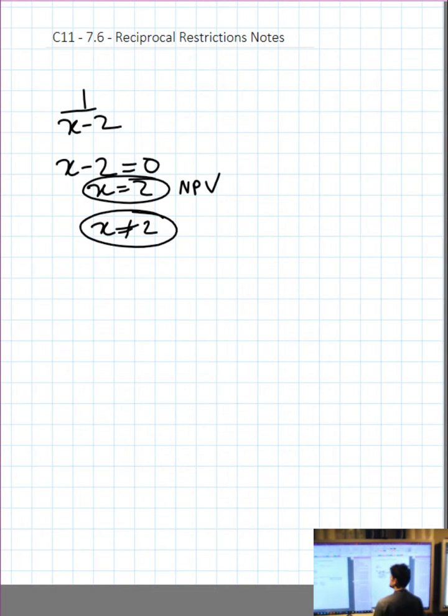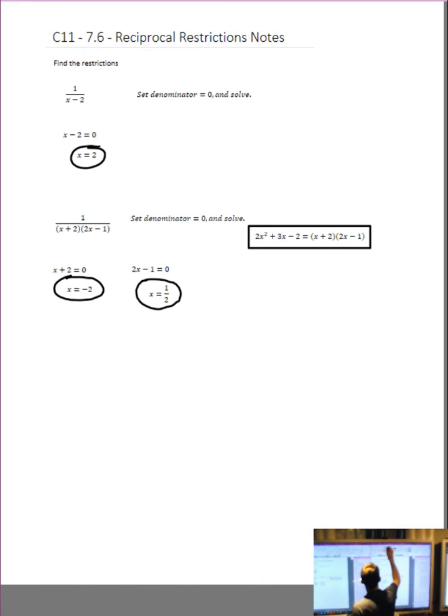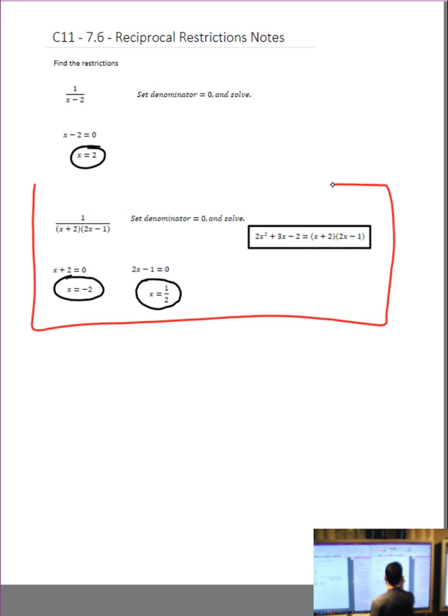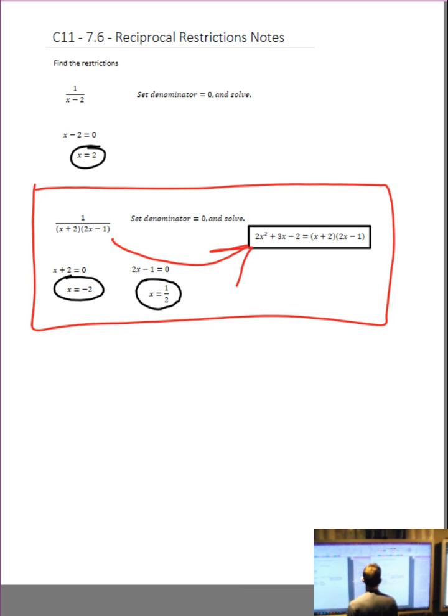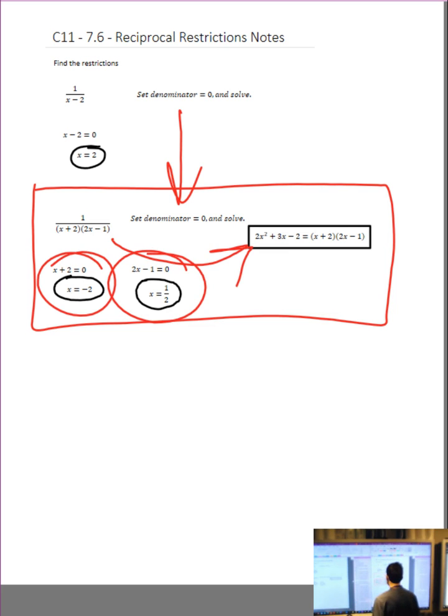And then in the example directly below in the notes that you are hopefully printing out and looking at, well, if we just have something on the bottom that's in factored form, or we have to factor it or whatever, we do exactly the same method. Set the denominator equal to 0 and solve. Or set them both. Or however many of them are there necessary to set.